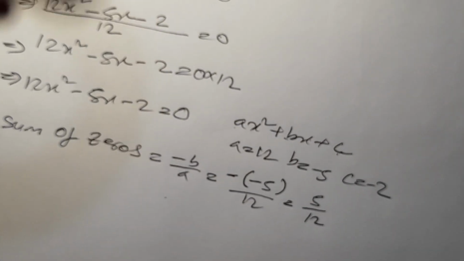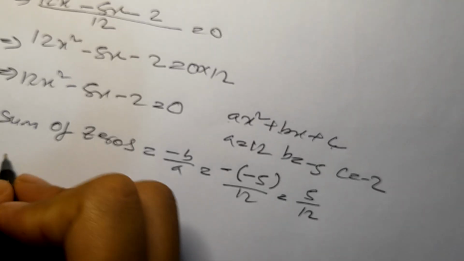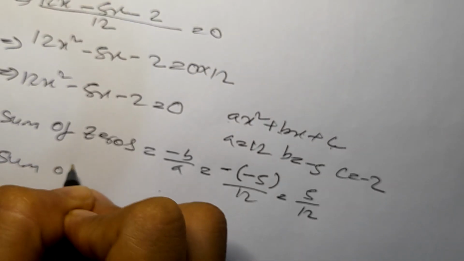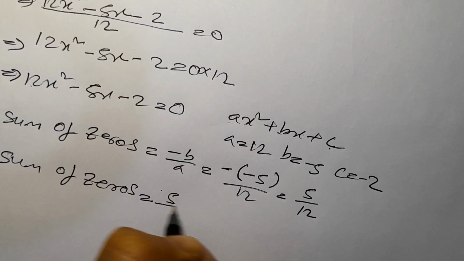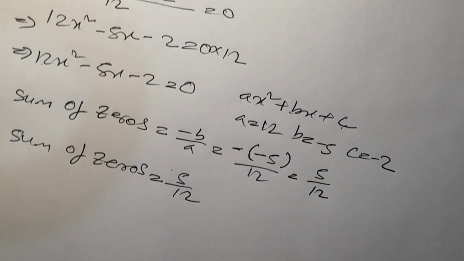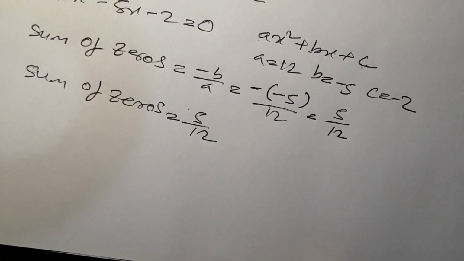Now come to the product of zeros. So I am writing it here, the sum of zeros is 5 by 12. Already we did it in the previous, at the top. Now come to the product of zeros.